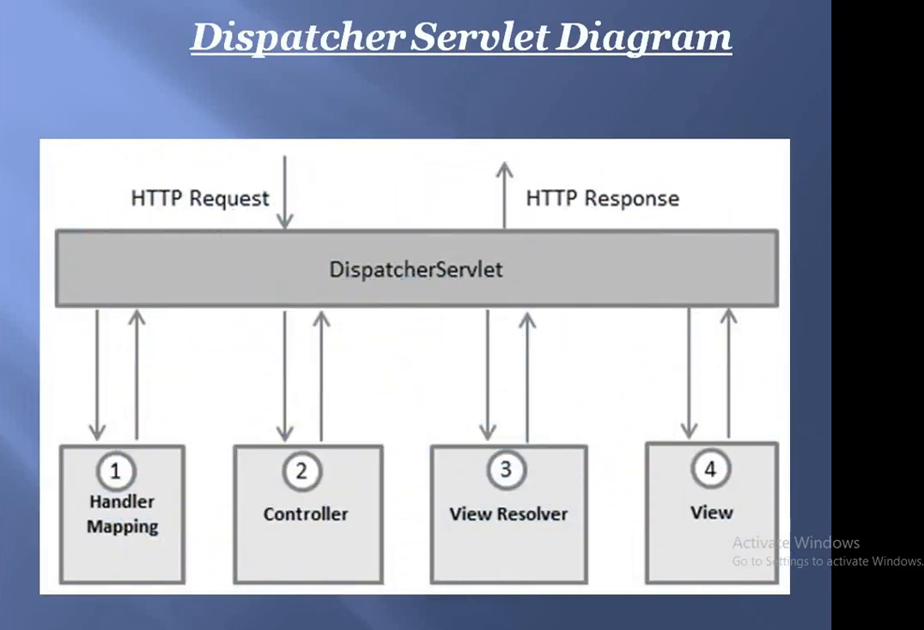This is the overall dispatcher servlet diagram. You can see the dispatcher servlet receives the HTTP request, and first it transfers the request to the handler mapping, and then it goes to the controller with the help of the handler mapping, then it goes to the viewResolver, and finally it gets the view and returns the view to the client as an HTTP response. So this is the clear picture of the dispatcher servlet.